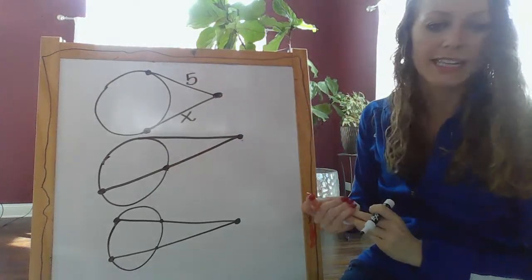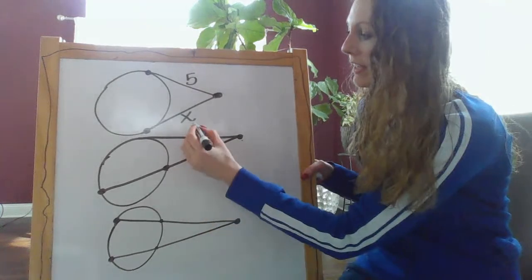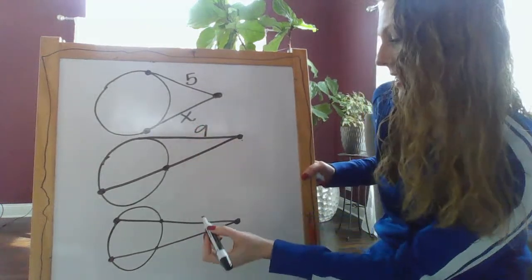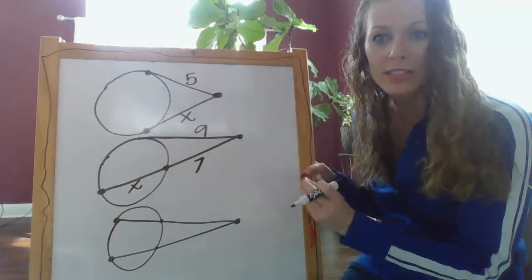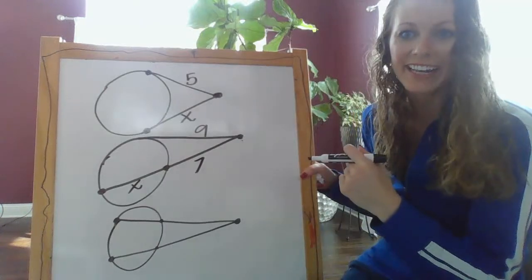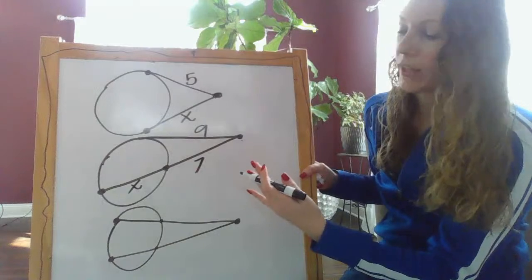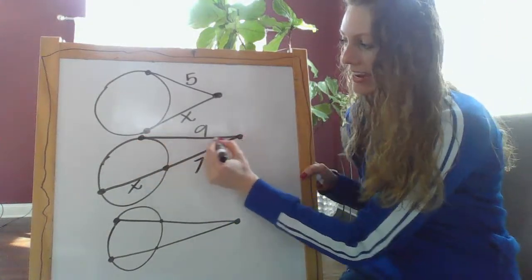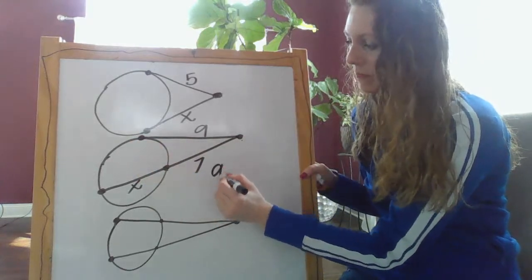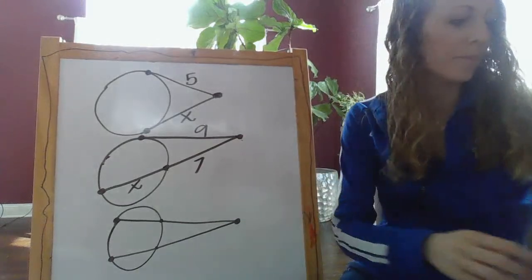But if we gave you some lengths on these ones, I'm not necessarily going to make up lengths that work out nicely, but let's say this was 9 and 7 and x. If we just keep thinking outside times whole, outside times whole, we're going to pick one of the segments that's outside. So in this one, 9 is a segment that's on the outside. I should do my work somewhere that's not going to look like part of the problem here.